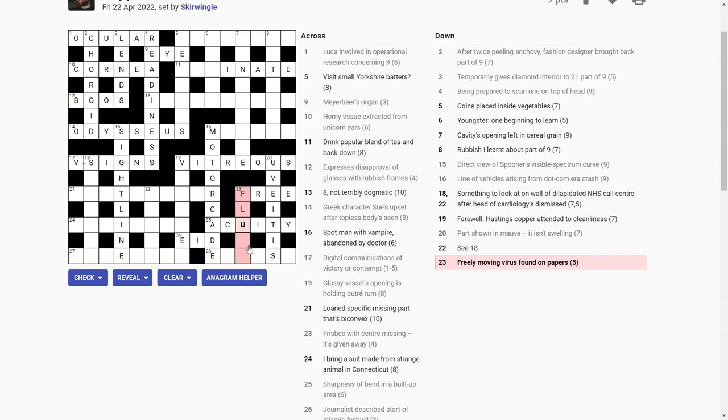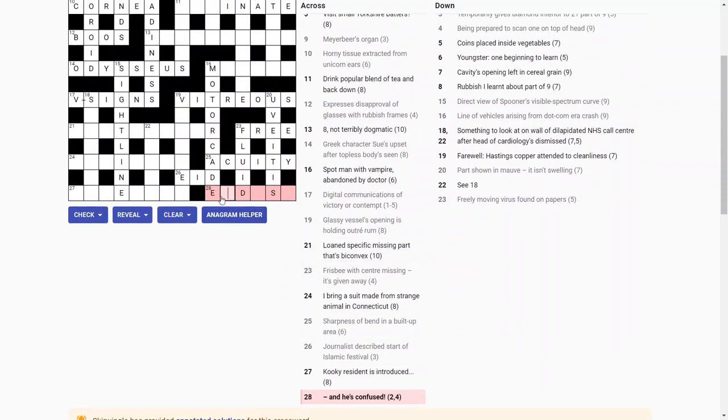Oh, this is going to be fluid, yeah. So it is ID for papers. And then flu is a virus, and fluid is freely moving. This is all beautifully clued. What's this? Oh. And he's confused.